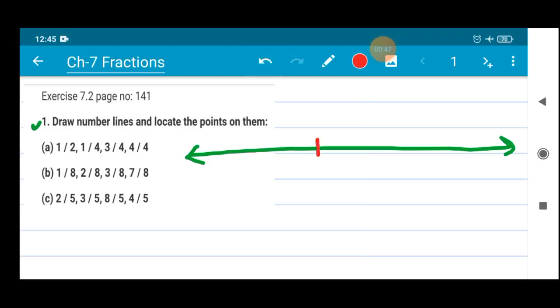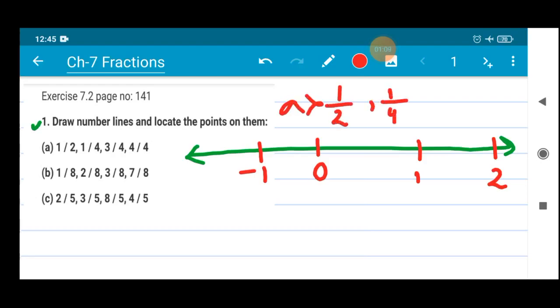So you know that on a number line we have numbers starting from 0. Below 0, if we proceed, we will get the negative values, right? And if we proceed forward, we will get the positive integers, isn't it? So this is the actual case. So if I solve question number A, I have to represent 1 by 2, 1 by 4, 3 by 4, and 4 by 4.